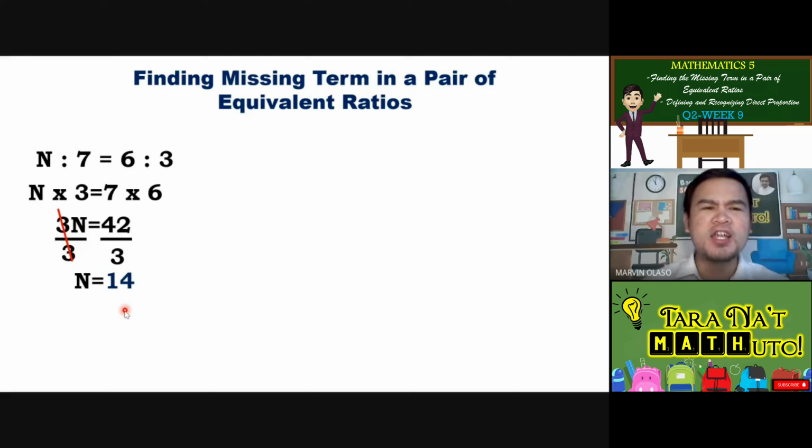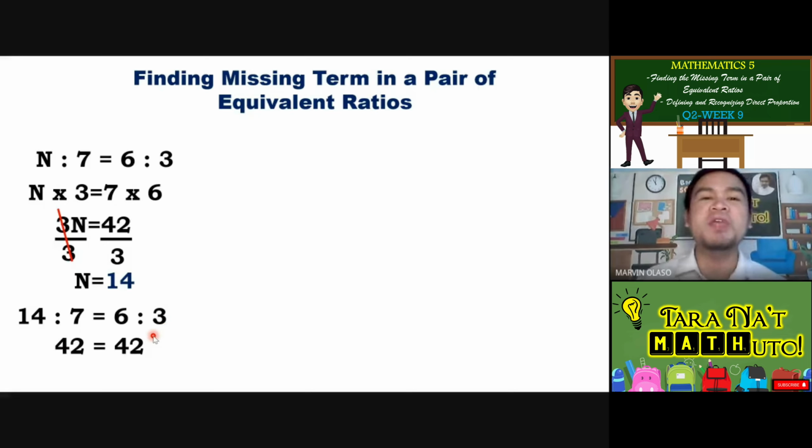So check natin, sir. Tingnan natin kung tama. So substitute natin, 14 is to 7 is equal to 6 is to 3. Okay, let us multiply 7 times 6, 42. 14 times 3, also 42. So equal, ibig sabihin they are really equivalent ratios kapag 14 yung ating sagot. So it means that the answer 14 is correct. Okay, nakaka-follow ba? Let's have the second example.